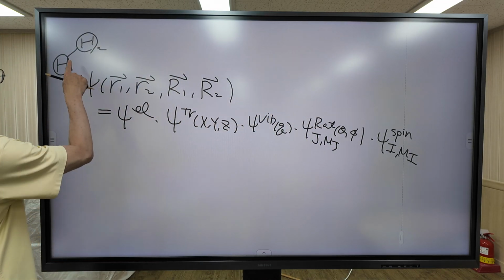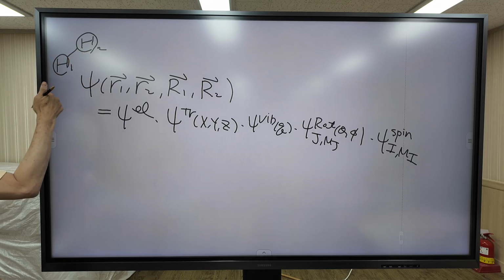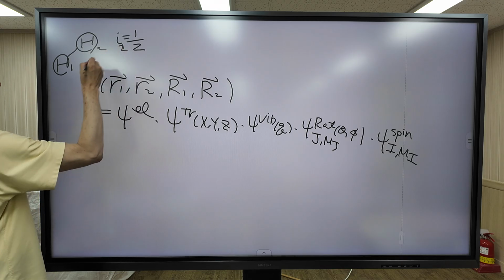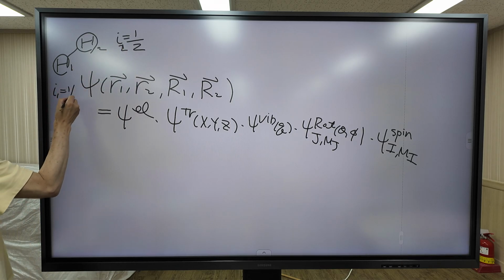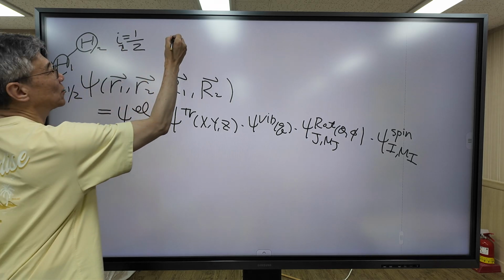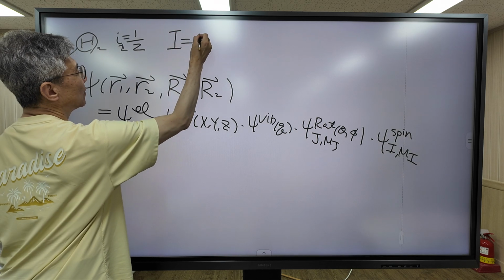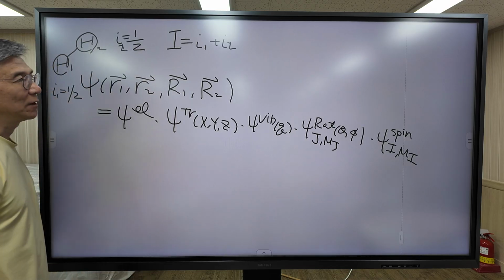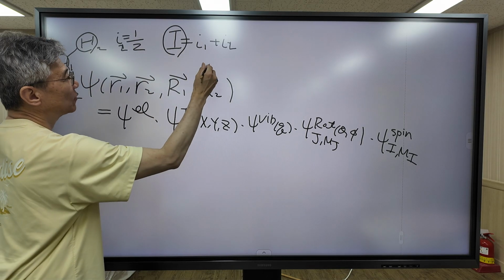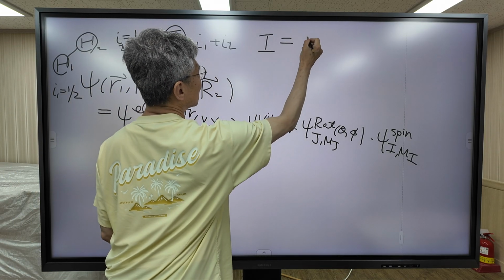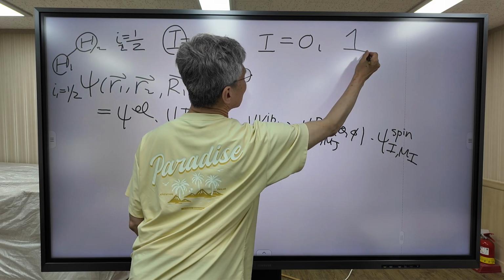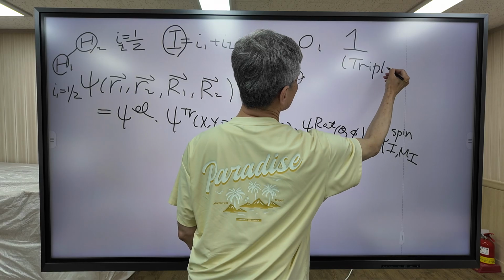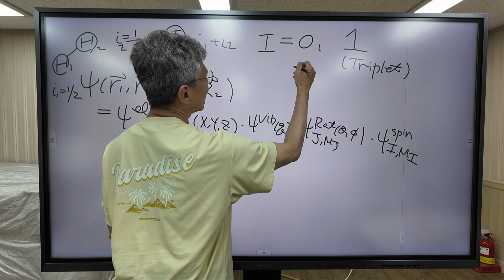And the proton has spin quantum number I equal 1/2. So we can define the total spin quantum number I. And we learned that I can have two values, 0 or 1. 1 represents the triplet state. 0 means the singlet state.